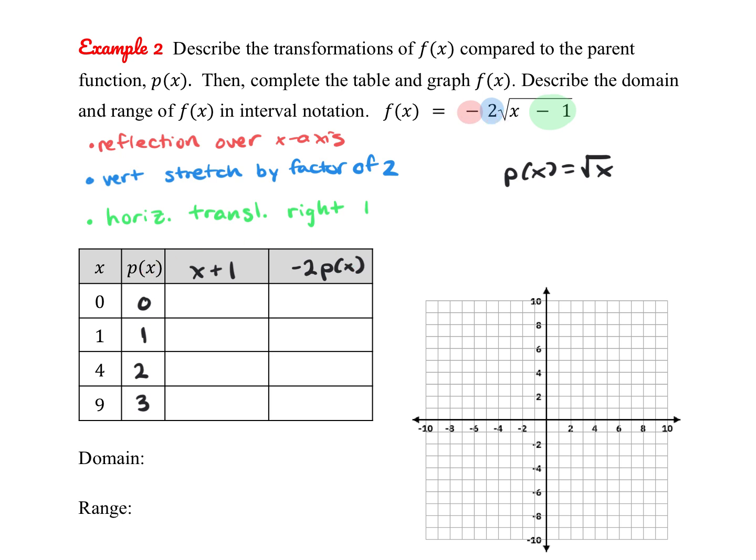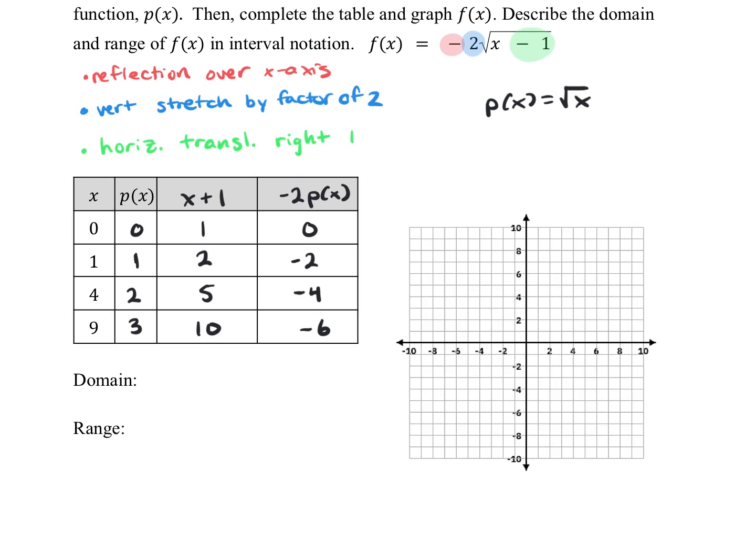So let's start with the x values. Again, I'm taking the x values from my parent function and I'm adding 1. And then I'm taking the y values from my parent function and I'm multiplying by -2. So 0 stays the same. Then we have -2, -4, and -6. And then let's plot these points and see what it looks like. So we have (1, 0), (2, -2), (5, -4), and (10, -6).